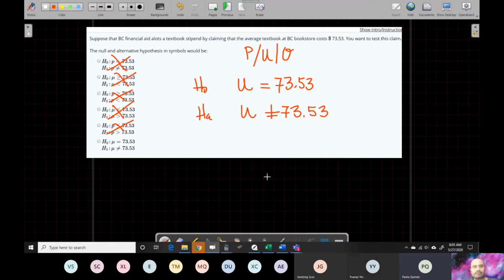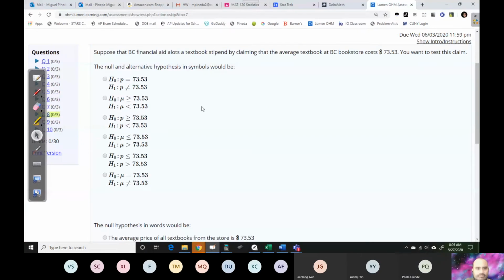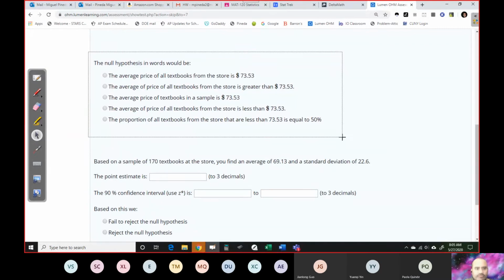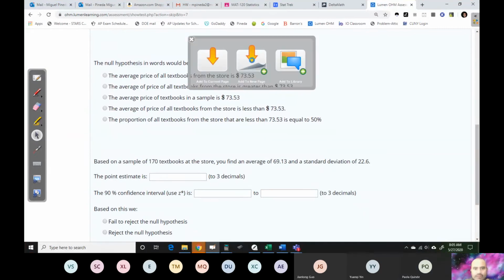Okay. Is everybody okay with the first one? Yes. Yes. Okay, so let's move on to the next question. Okay. All right. This is related to the first question. So, new page.